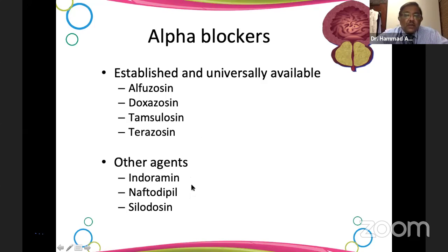And so these are some of the newer agents. Indoramin is not really new, but there are naftopidil and silodosin. And I think silodosin is now available in Pakistan.